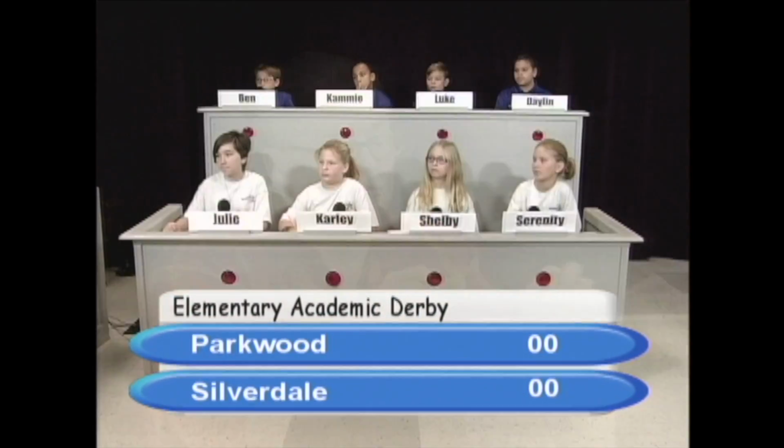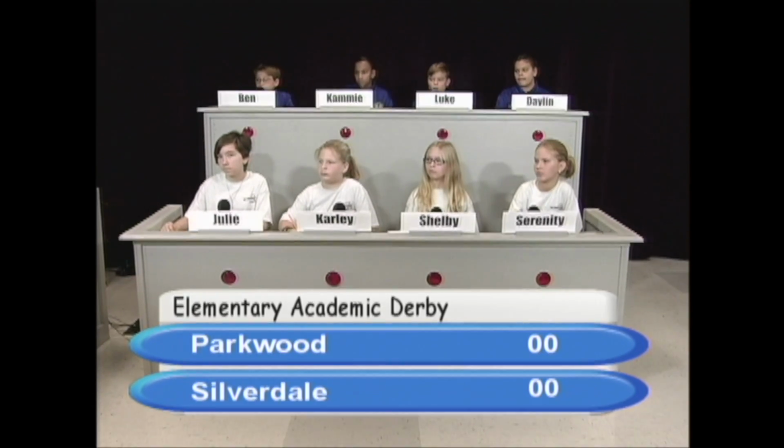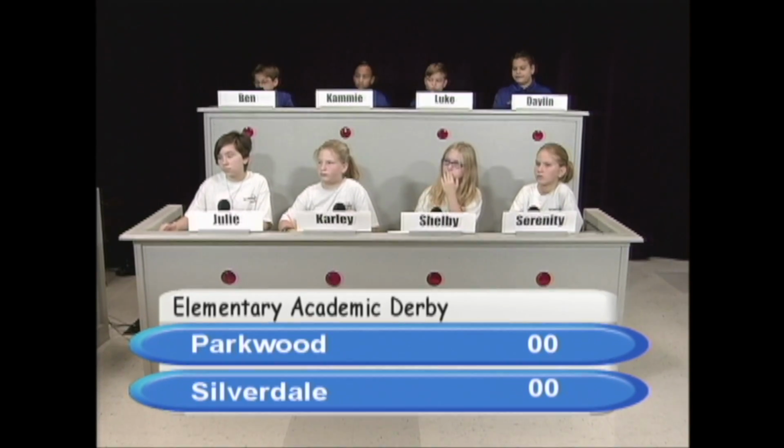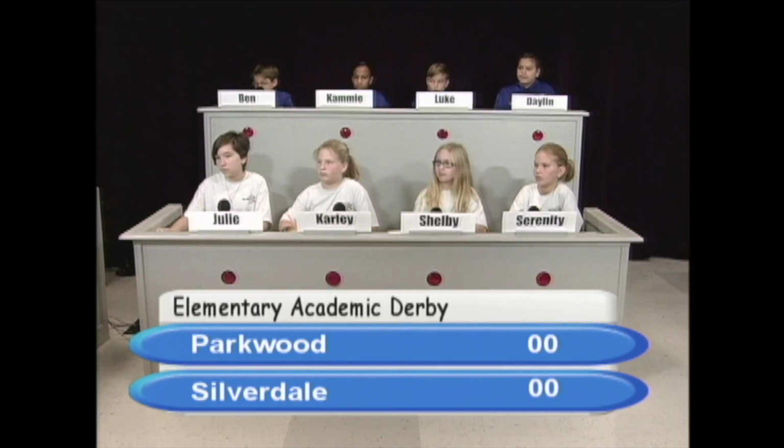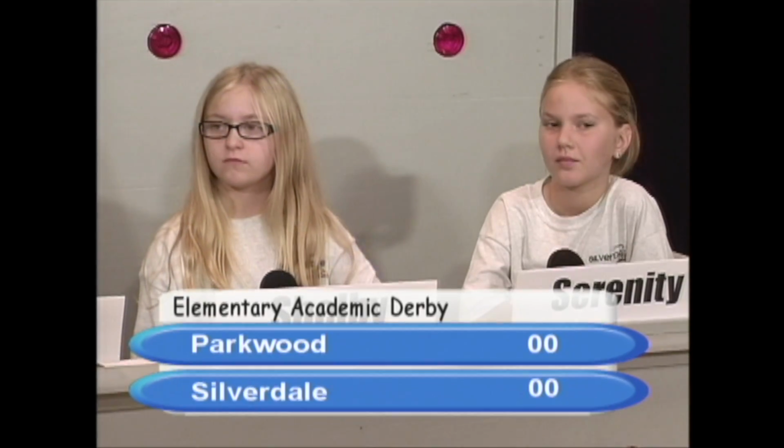Now, 7 questions for you, Silverdale, science. Which biome is most commonly found among the parallels of latitude, known as the Tropic of Cancer and the Tropic of Capricorn? This biome includes the Sahara, the Gobi, and the Sonoran. Shelby? Deserts. It is the desert.